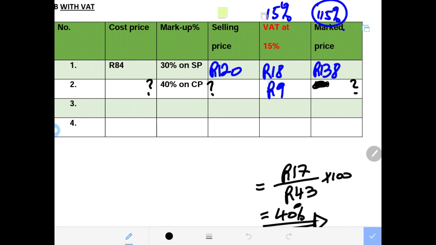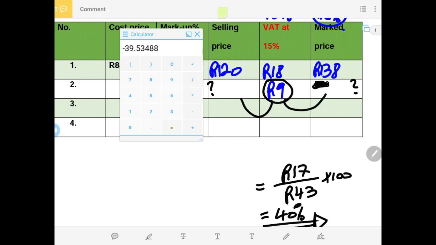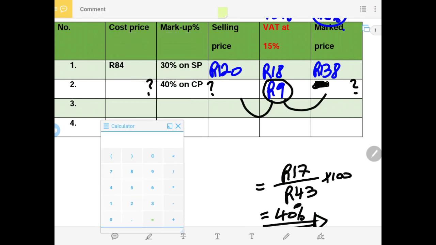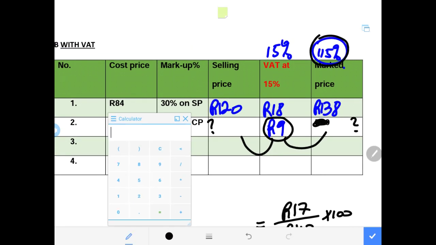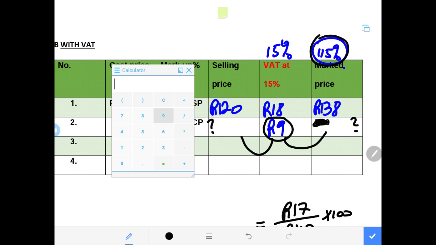Obviously, we start from here, we move forward, and from here backwards. The rest will be the same thing that we have done. So now we are looking for the marked price. We know that the marked price is out of 115. So that will be 9 Rand times 115, what we are looking for, divided by the percentage of the 9 Rand, which is 15. So that will give us the same 69.